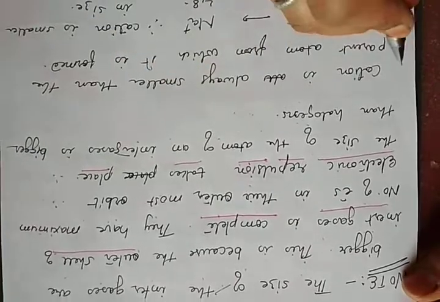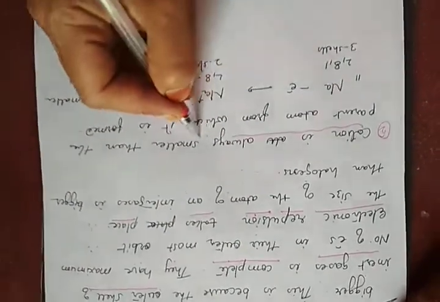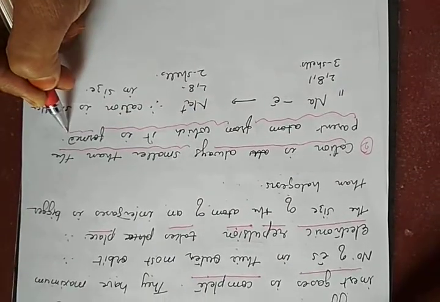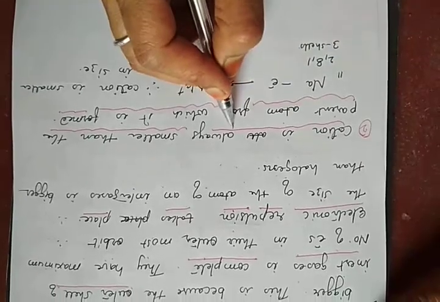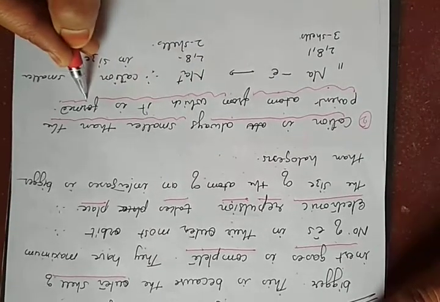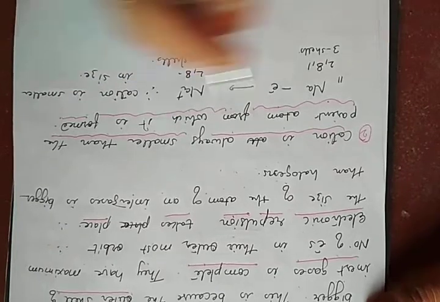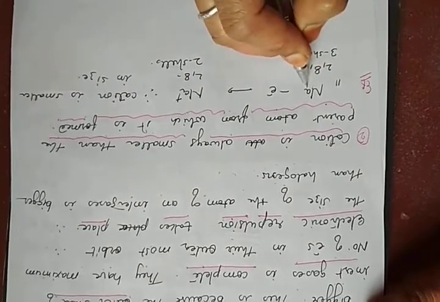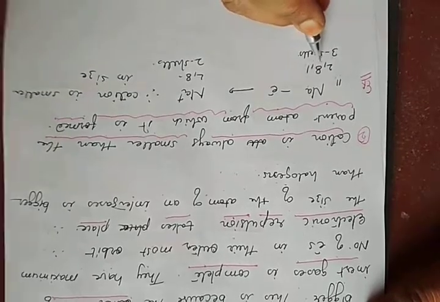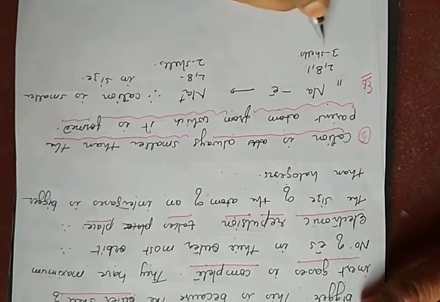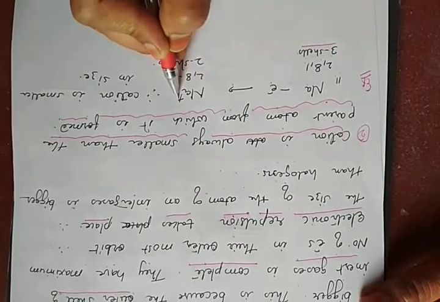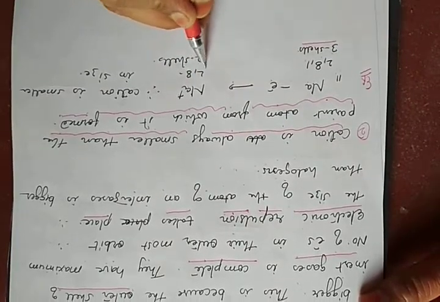Now the second note is that the cation is always smaller than the parent atom from which it is formed. I repeat, a cation is always smaller than the parent atom from which it is formed. This we can understand by taking an example. Let's see it. Sodium, atomic number 11, its electronic configuration is 2, 8, 1. From this electronic configuration, we can understand that in a sodium atom there are 3 shells. By the loss of 1 electron, it forms the sodium cation. It has the electronic configuration now 2, 8.